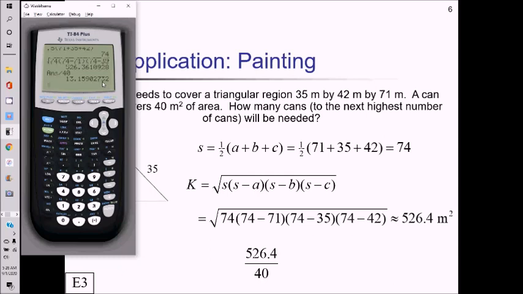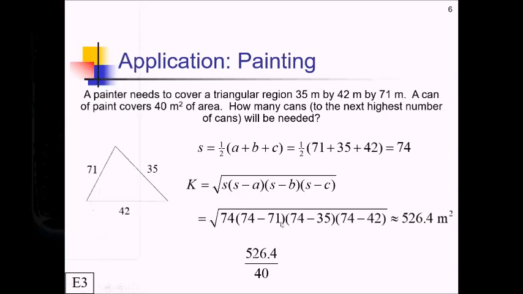But if you have this extra 0.159 of a can of paint that you need, you can't just buy 0.159 of a can of paint. It's not that kind of store. You have to buy a whole extra can of paint to cover that little piece there. So we're going to round this up to 14 cans of paint.